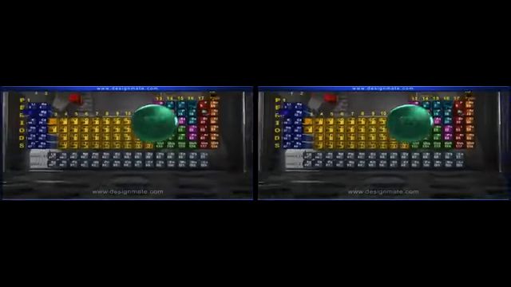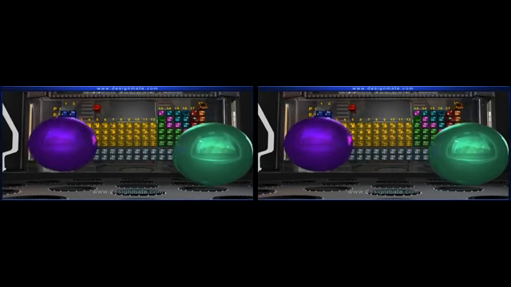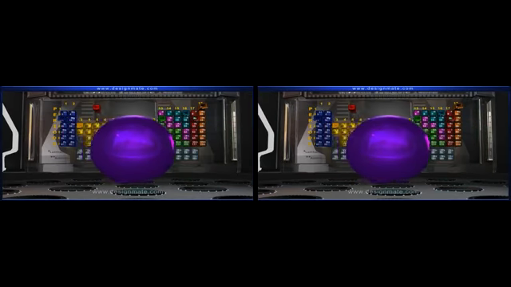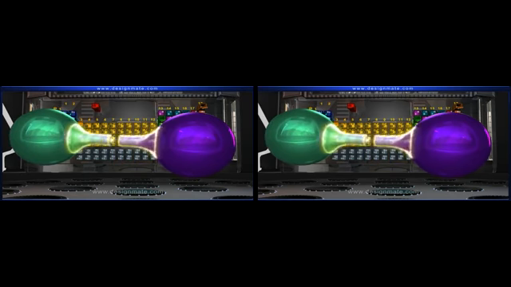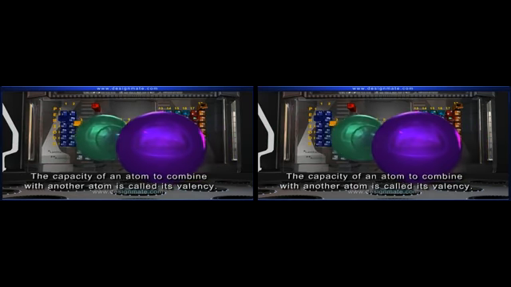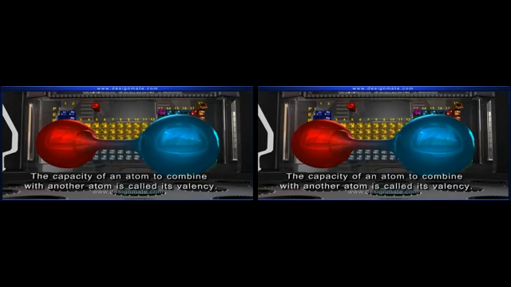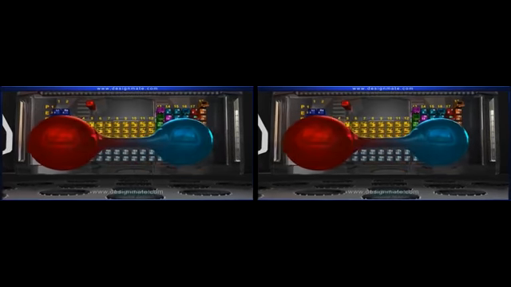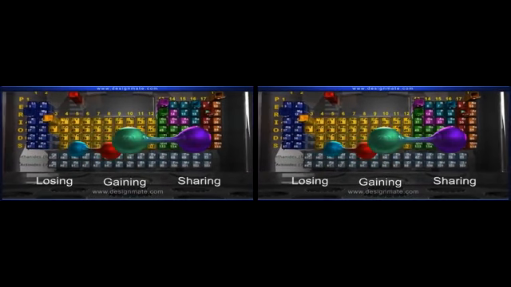On the other hand, the elements with incompletely filled valence orbits have a tendency to complete their octet configuration by combining with atoms of the same or different kind. This capacity of an atom to combine with another atom is called its valency. Elements combine with other elements by losing, gaining, or sharing their electrons.